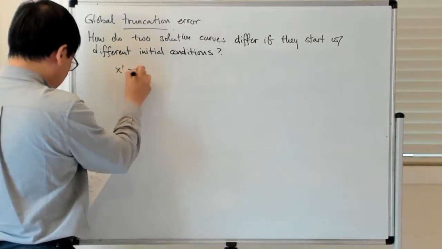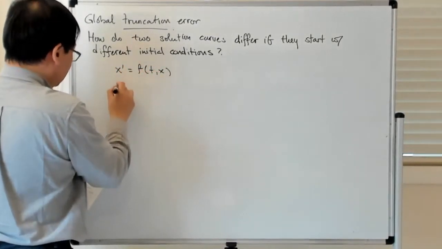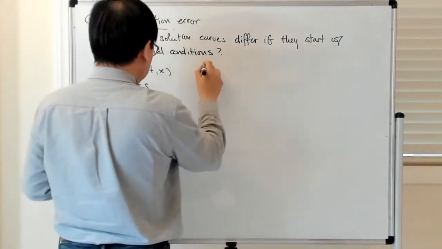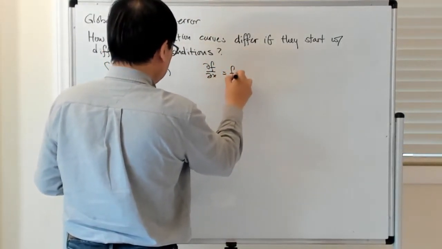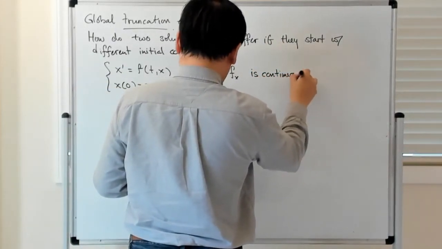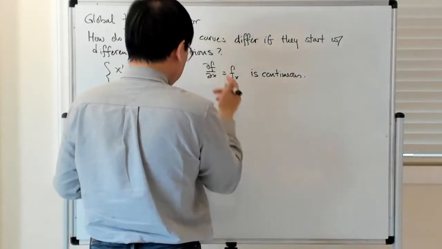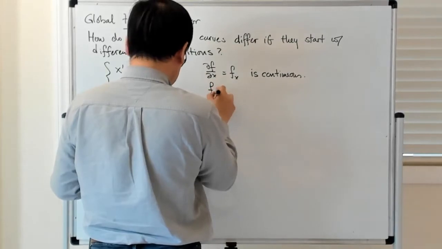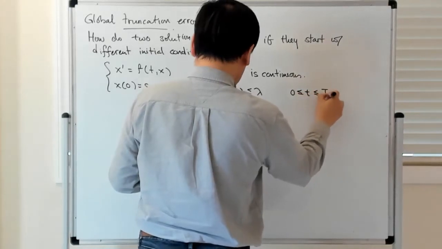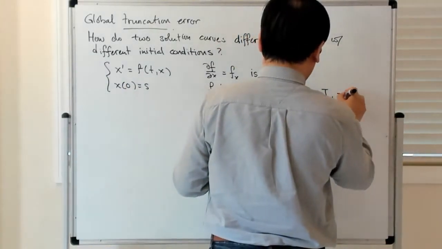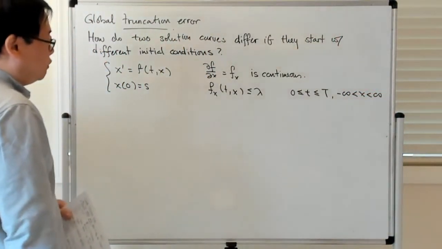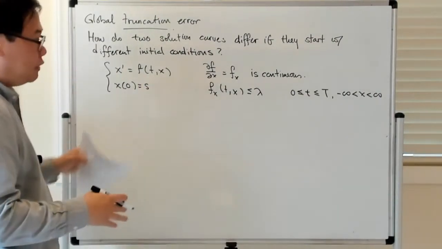So let's say we have x prime is equal to f of t, x, and x of 0 is some value s, right? And the derivative f sub x is continuous, and there's a bound on f sub x, right? The absolute value of f sub x of t, x is less than or equal to lambda for the interval of time which we care about, and for this sort of column of data, right? So you have a bound on the time, but then the x can be anything you want it to be.